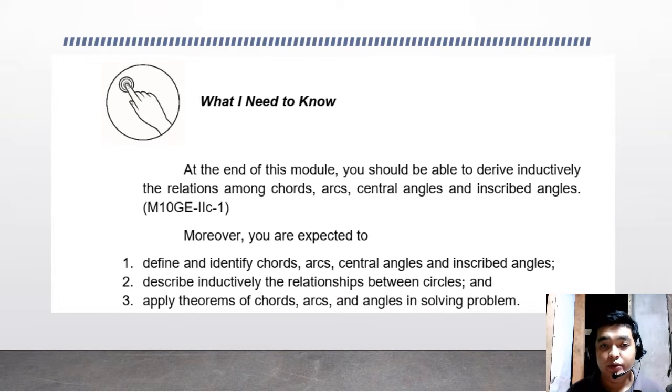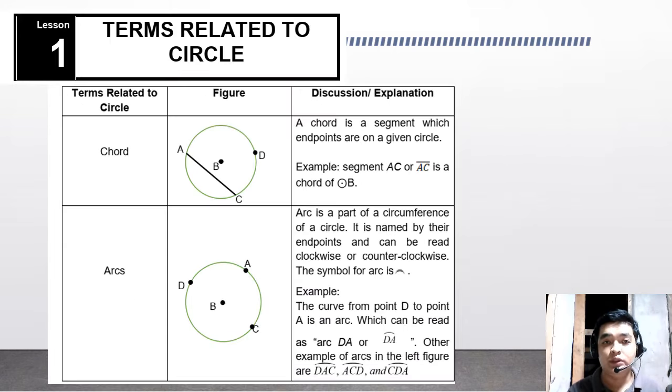For this module, you should be able to derive inductively the relations among chords, arcs, central angles, and inscribed angles. Moreover, you are expected to first define and identify chords, arcs, central angles, and inscribed angles, then describe inductively the relationships between circles, and lastly apply theorems of chords, arcs, and angles in solving problems. So let's proceed now to Lesson 1.